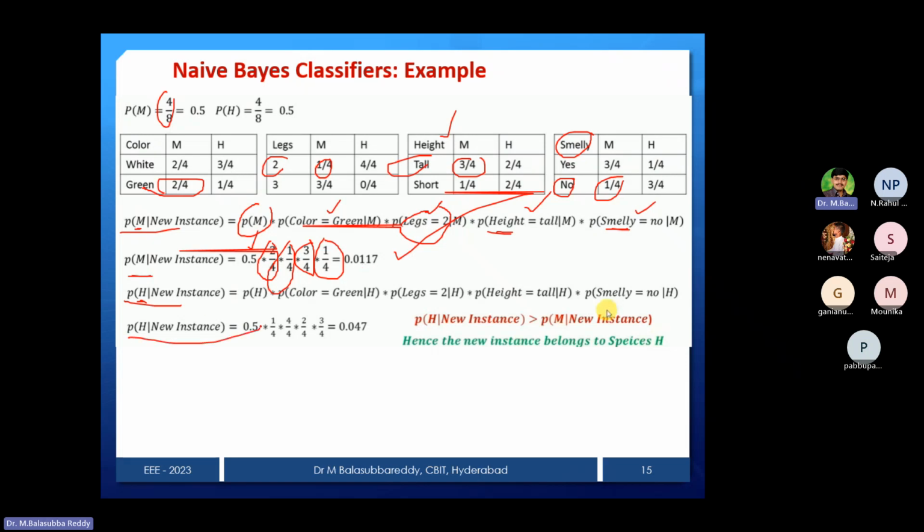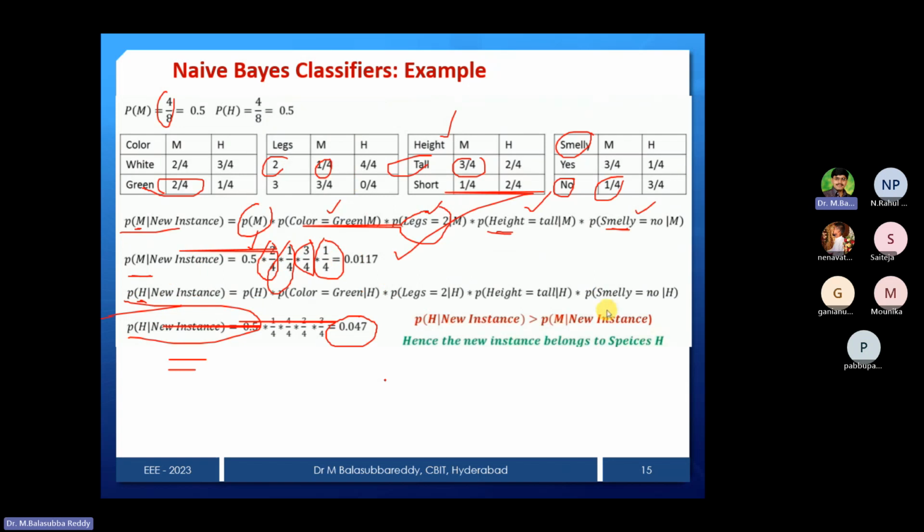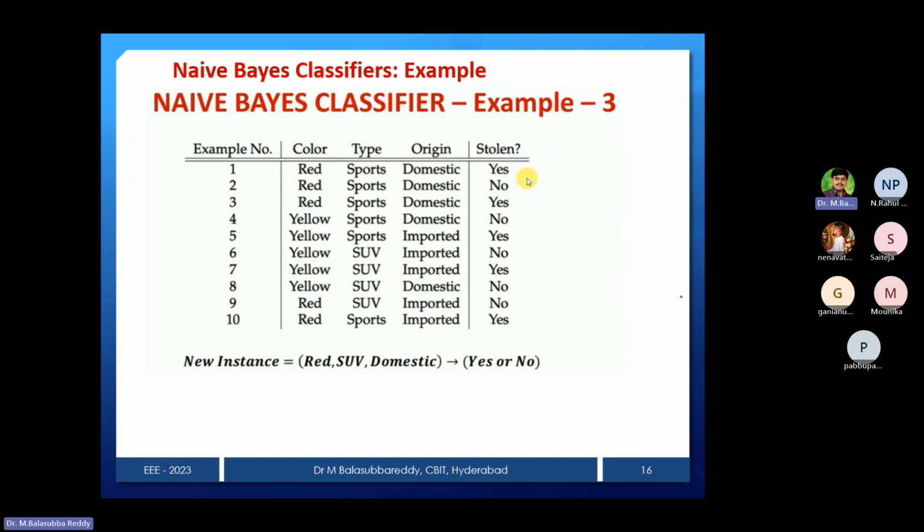Same you can do for the H case. Then you get 0.04. Then what is the chance of this instance? Your answer is: green, legs are 2, height is tall, smelly is no, then your species is H. Why is it H? Because this one has more chance. That's why the new instance belongs to species H category. This is the way we have to solve the problem.